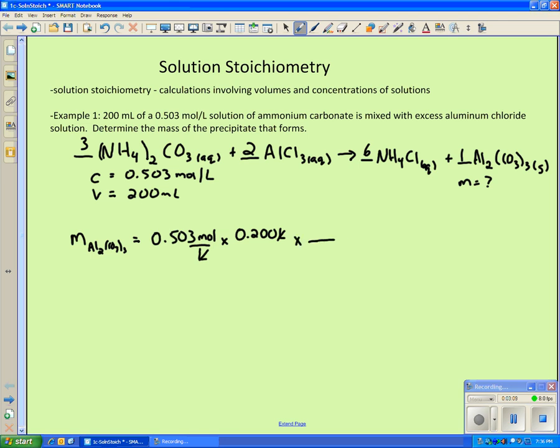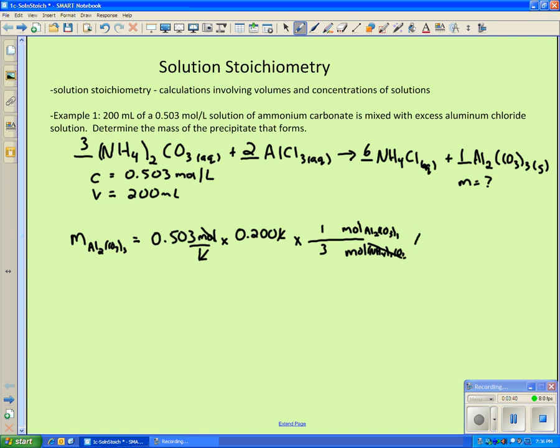Next step is to multiply by the mole ratio. So the moles of what I want go on the top, and that's the aluminum carbonate, and cancel that with the moles of the substance I've already worked with, and that's the ammonium carbonate. So that means the ratio is 1/3. So now I've canceled the moles of the ammonium carbonate. I have moles of aluminum carbonate.